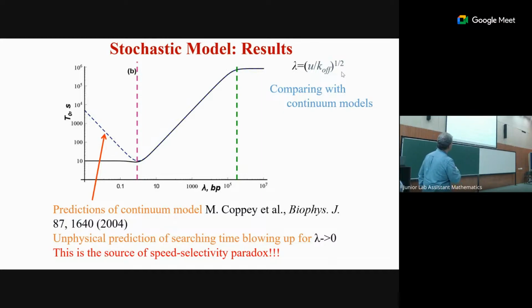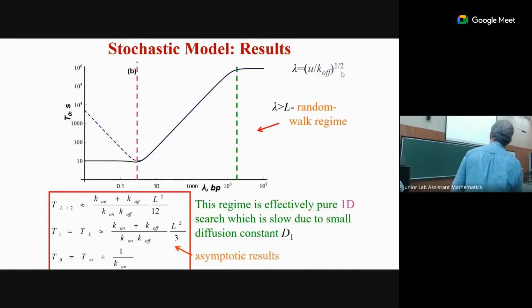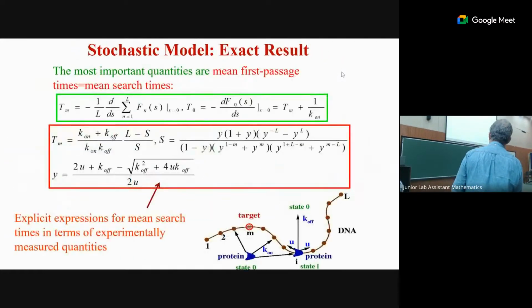This is unphysical. And by the way, this is the source of the speed selectivity paradox that I mentioned. Strictly speaking, it doesn't exist. It's just not a very smart use of continuum approximation under conditions when you cannot use continuum approximation. So the continuum theory mostly fails in the calculation of the rate. So instead of the difference equation, you use continuum theory. Let's go back to the equation so you will understand.